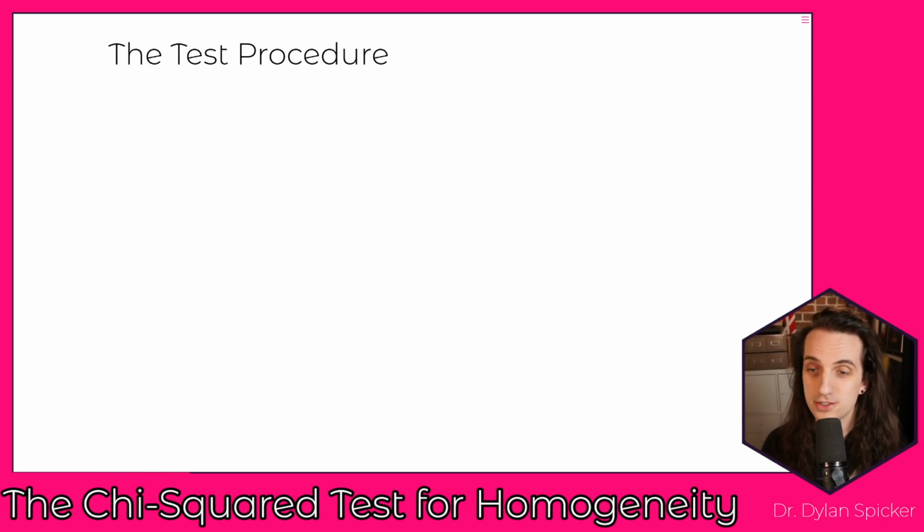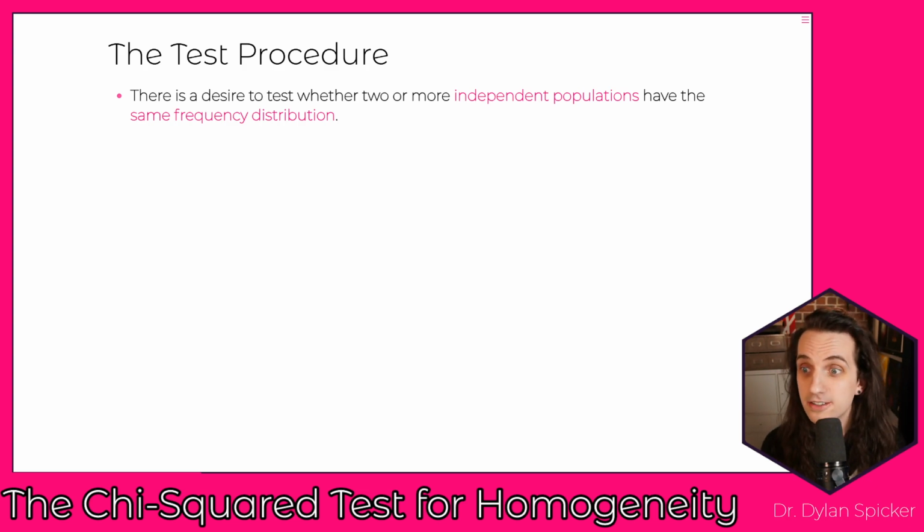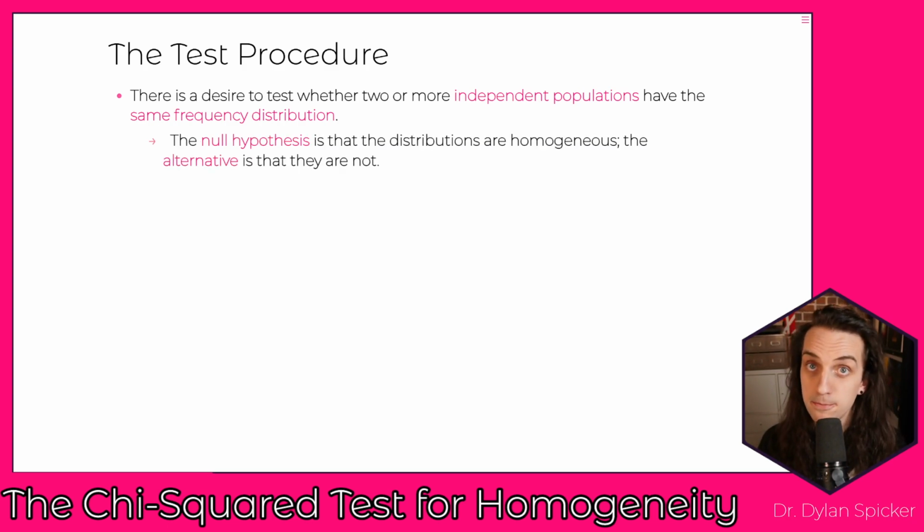So how does that test procedure actually work? Well, there's a desire to test whether two or more independent populations, and again, that assumption of independent populations is going to be critical for us, have the same frequency distribution. The null hypothesis is that these distributions are homogeneous, so that they are the same. The alternative is that they are not.